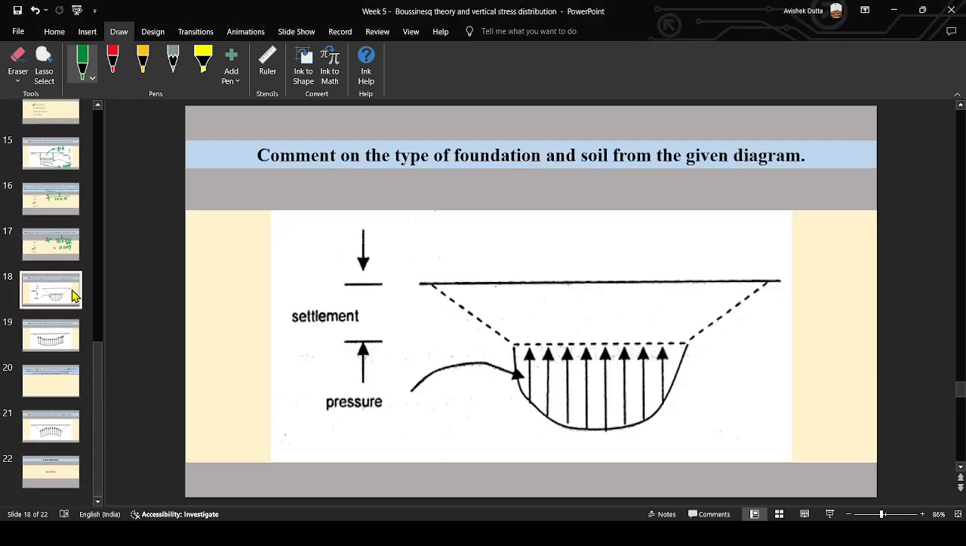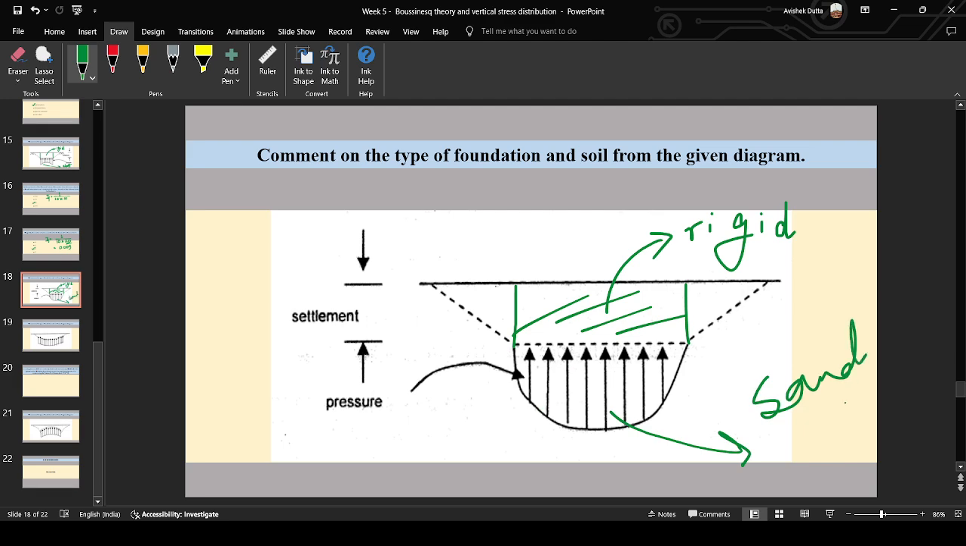Next question. Again, we can see that here the settlement is uniform. So this is again a case of rigid footing. Now in this case, the contact pressure is maximum at the center, minimum at the edges. This kind of pressure distribution is generally found in cohesionless soils, sandy soils. So the type of soil can be sand. Rigid footing in a sandy soil, because the pressure distribution shows maximum pressure at the center of the footing, minimum at the corners or the edges, which is sand, and the settlement is uniform throughout, so the footing is a rigid footing. Okay.